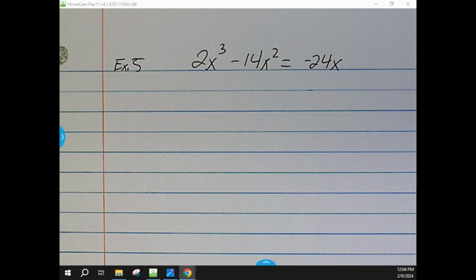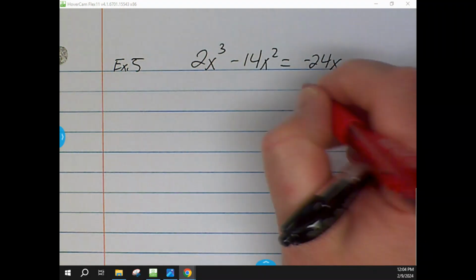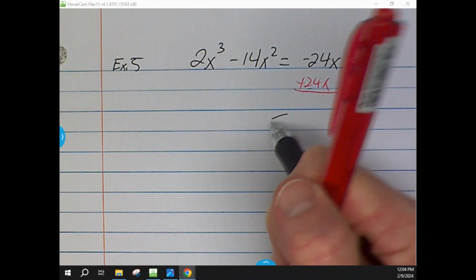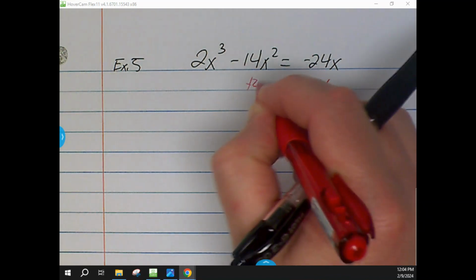Okay, so first thing again, it doesn't equal 0. So we've already got these two numbers over here. Let's take this term and put it over here. So we're going to do a plus 24 to make this side equal 0. Okay, and then we'll do a plus 24 over here.